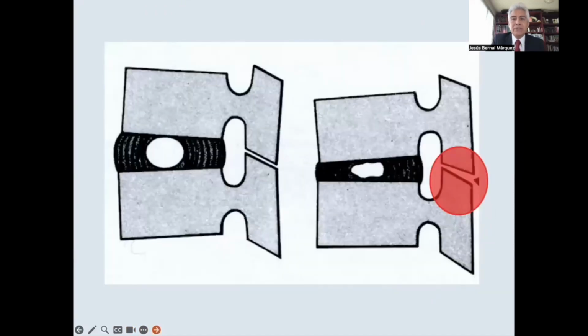The problem is not only in the front, in the nucleus pulposus and in the annulus fibrosus, the problem is also in the back. In the facet joints, we also have the same changes that we will see in a moment.